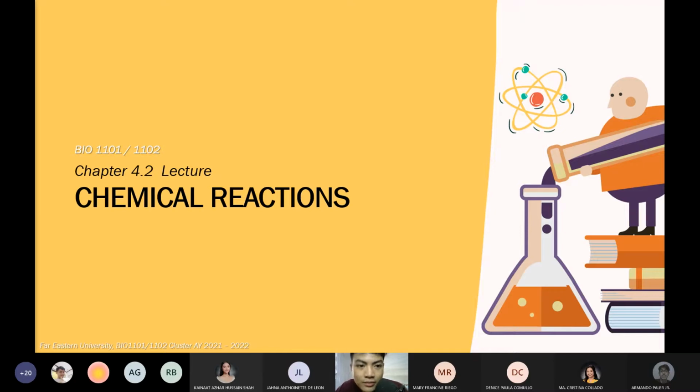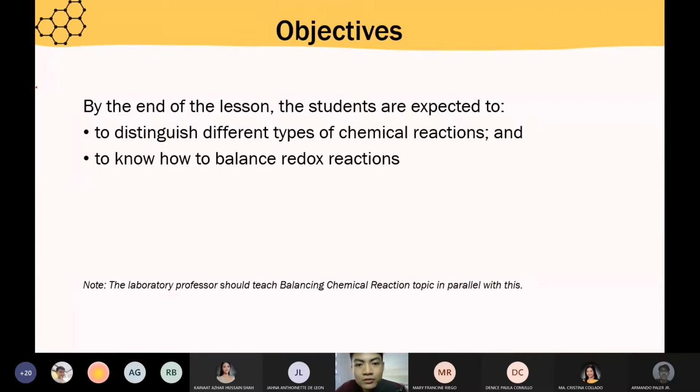So let's talk about chemical reactions again. Just like what you did in high school, may basics to, and then since college tayo, we will have to level up this idea later. So let's begin. Our goal for this chapter is for you to be able to distinguish the types of chemical reaction and to know how to balance redox reaction. This is good for today, and this one will be good for the next session, because redox is a very lengthy topic.